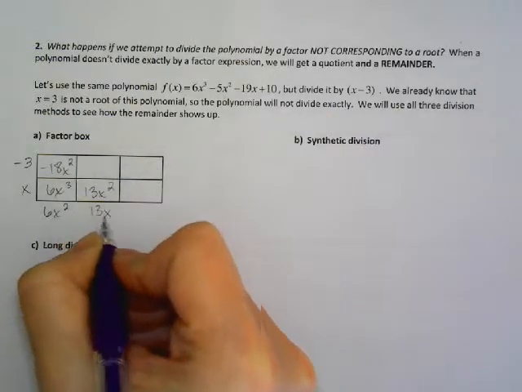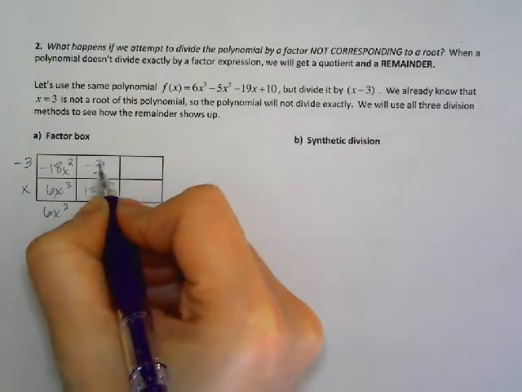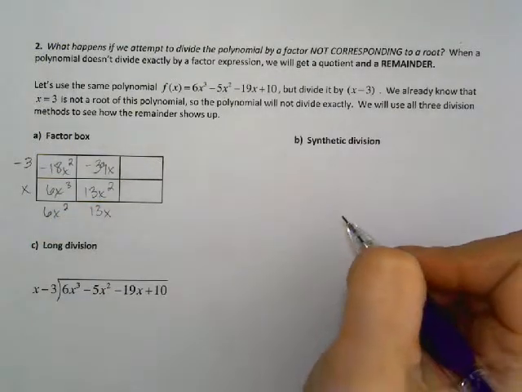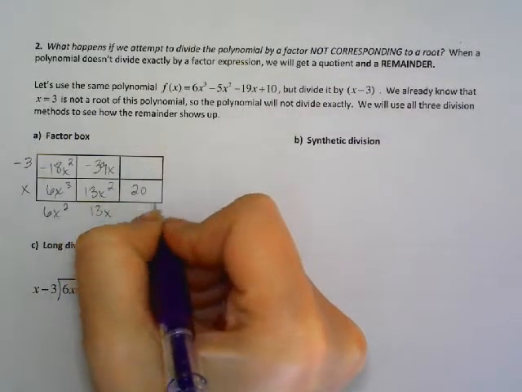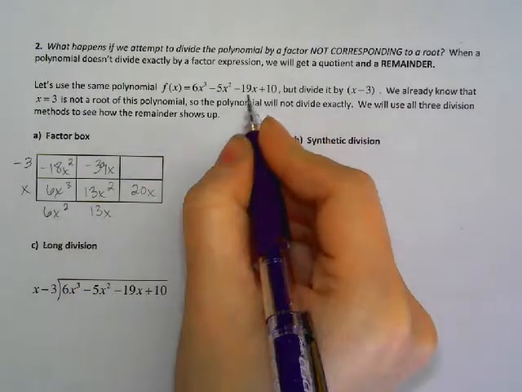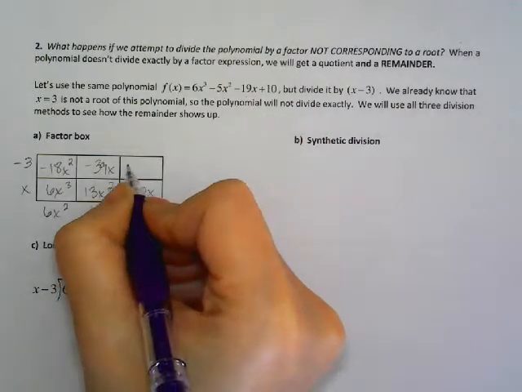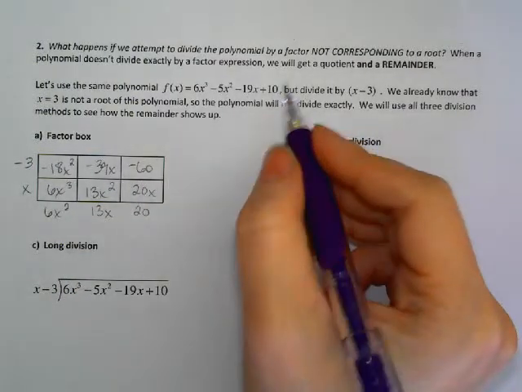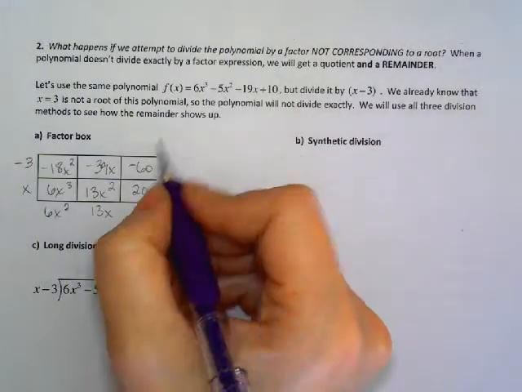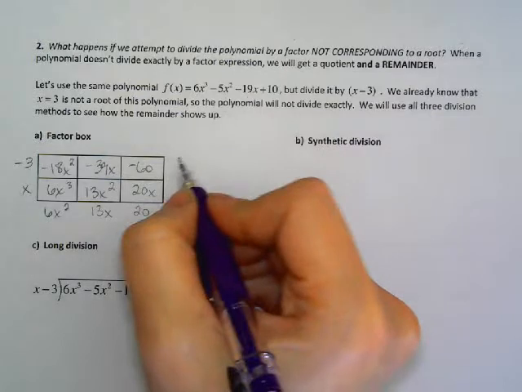Factor out a 13x. Multiply to give us negative 39x. We have to add 20x to get to negative 19x. So that's 20. And then we multiply to get negative 60. Now, that's not what our last thing is. So from here, we'll have to figure out the remainder.